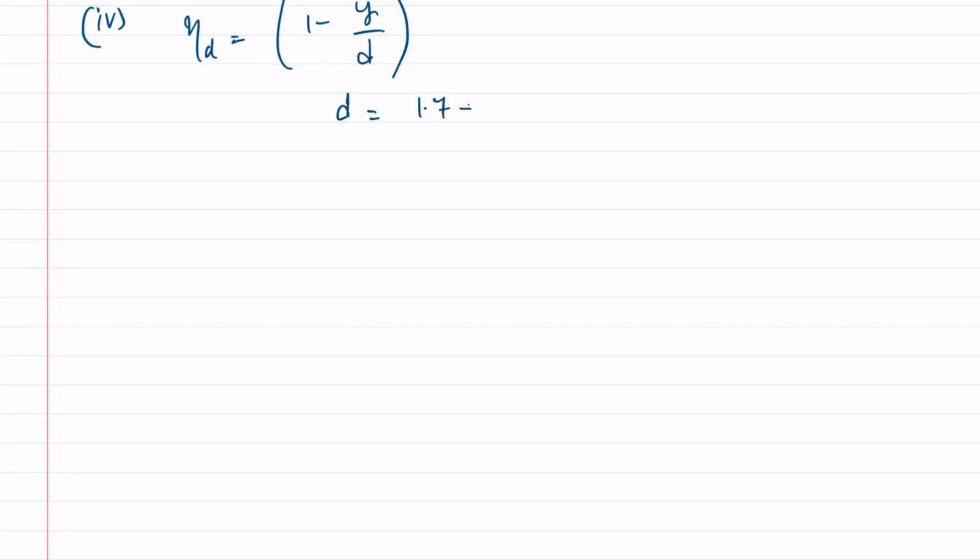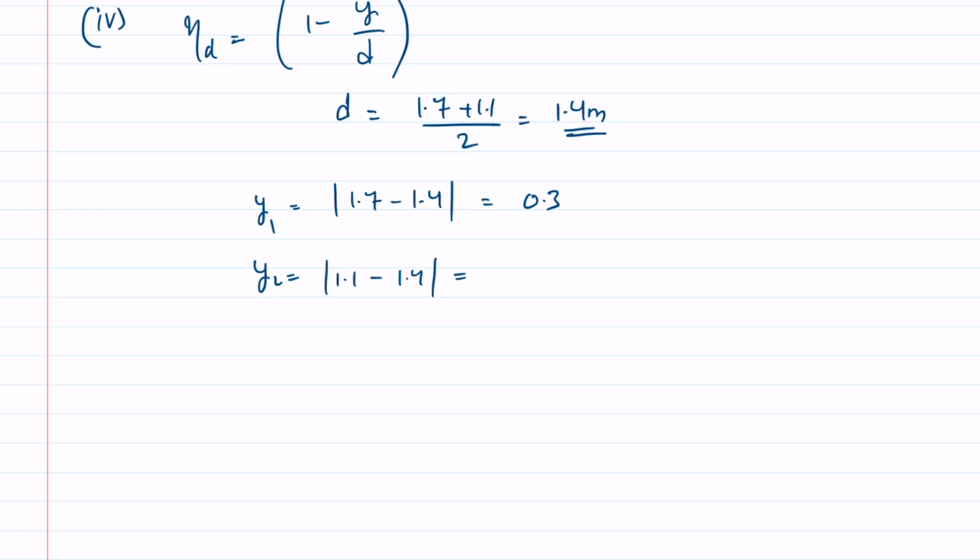Here it is 1.7 plus 1.1 divided by 2, so this is 1.4 meter. y is the deviation from the average value of the depth. So we have y1 as 1.7 minus 1.4, which will be 0.3. y2 is 1.1 minus 1.4, which will again be 0.3. And overall y is the average value, so y1 plus y2 divided by 2, so we have 0.3 plus 0.3 divided by 2, so this will be 0.3.